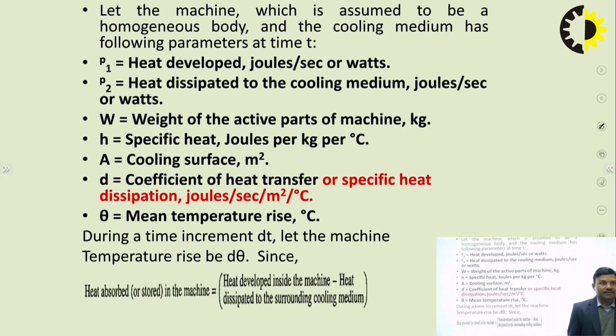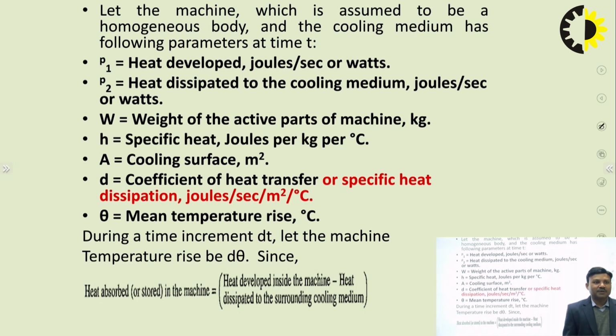Let the machine, which is assumed to be a homogeneous body, and the cooling medium have the following parameters at time t. P1 is the heat developed, given in joules per second or watts. P2 is heat dissipated to cooling medium, joules per second or watts. W is the weight of the active part of machine in kg. H is specific heat, joules per kg per degree centigrade. A is the cooling surface area. D is the coefficient of heat transfer or specific heat dissipation, given in joules per second per meter square per degree Celsius. Theta is the mean temperature rise.